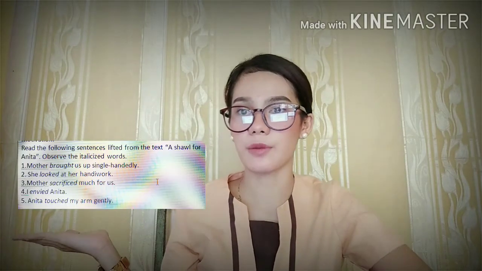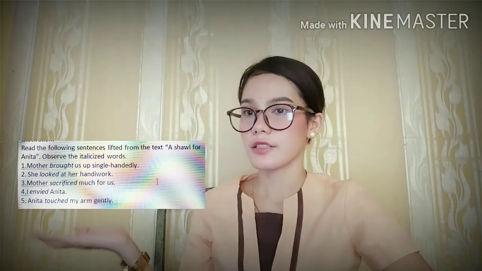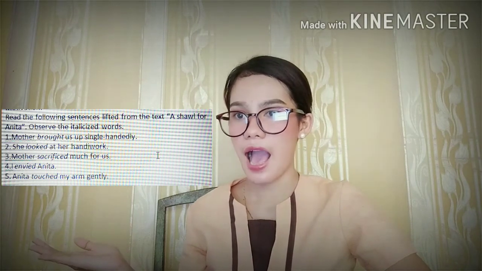Since we don't have any discussion last meeting, let's proceed and read the following sentences lifted from the text A Shawl for Anita. Let's read together. Number 1. Mother brought us up single-handedly. Number 2. She looked at her handiwork. Number 3. Mother sacrificed much for us. Number 4. I envied Anita. Number 5. Anita touched my arm gently.